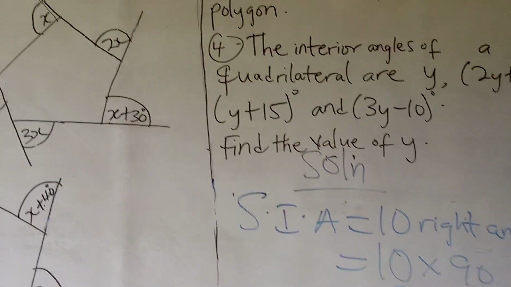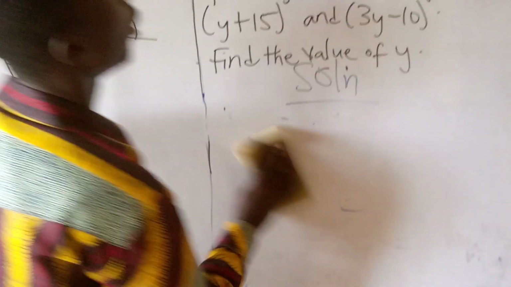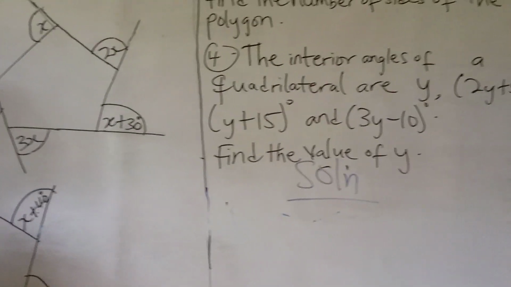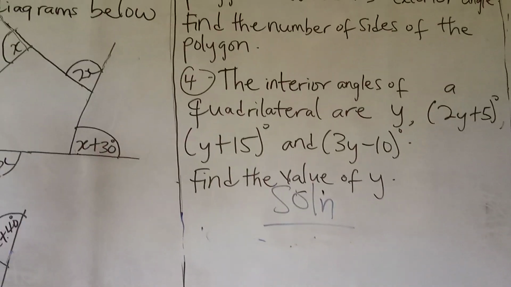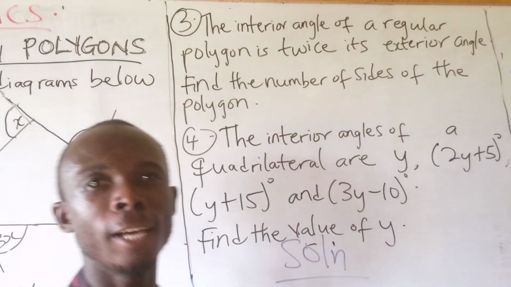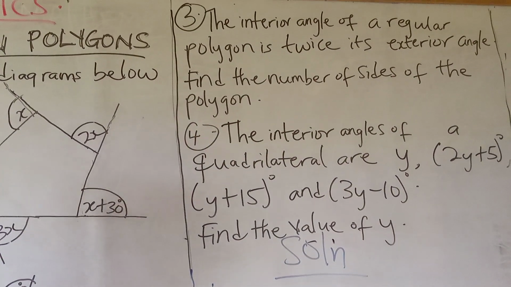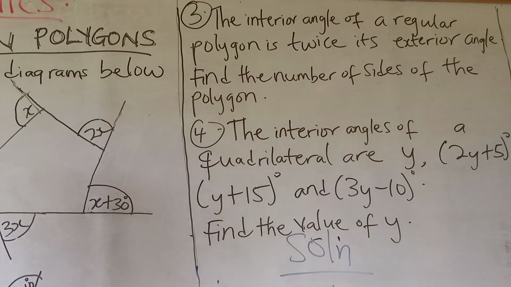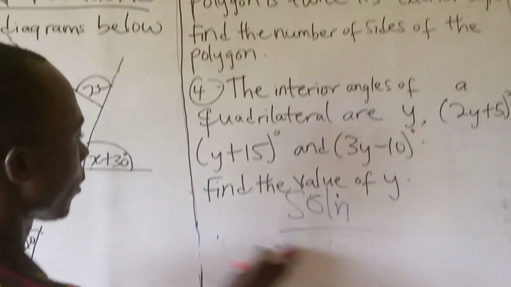Question 3. The interior angle of a regular polygon is twice its exterior angle. Find the number of sides of the polygon. I believe you are enjoying the lesson because I've made everything simple. The interior angle of a regular polygon is twice its exterior angle. Find the number of sides.